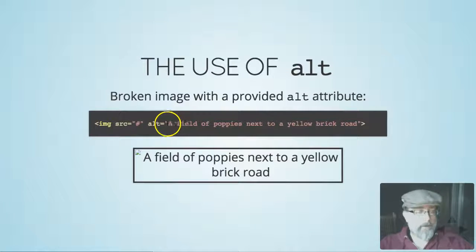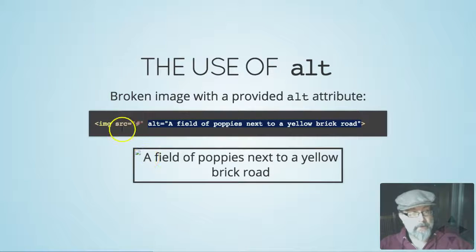When you provide an alt, in this case, I just came up with something, a field of poppies next to a yellow brick road, a Wizard of Oz reference, but the same other attributes, the source being kind of a broken attribute, meaning it doesn't actually load an image, this is what you see instead. The point of this is that there's an opportunity to provide content that describes what this image does, and there's a reason beyond the image not loading for us to do that.